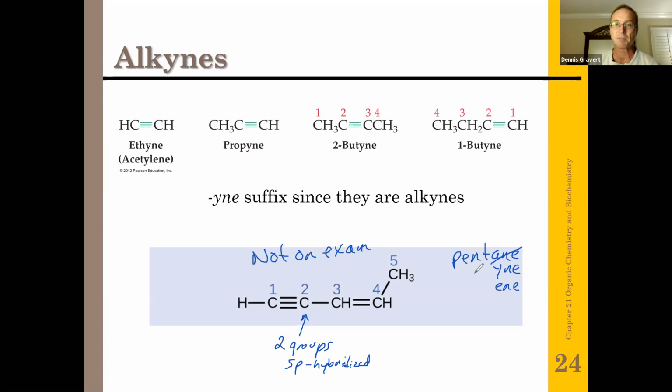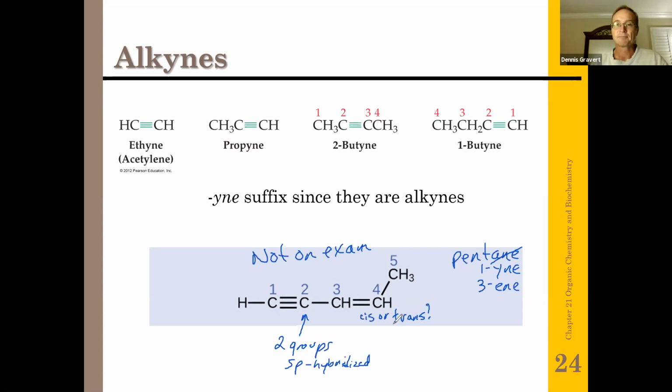So the triple bond begins on carbon 1. The double bond begins on 3. And I can't tell if it's cis or trans. I can't spell. So we have to leave it out. These H's, are they on the same side of the double bond or are they on opposite sides? I don't know. Can't tell.